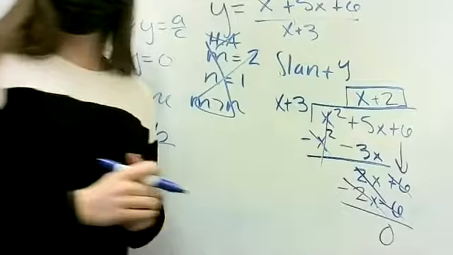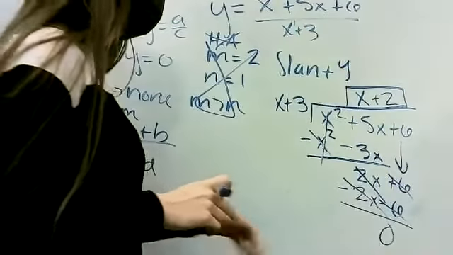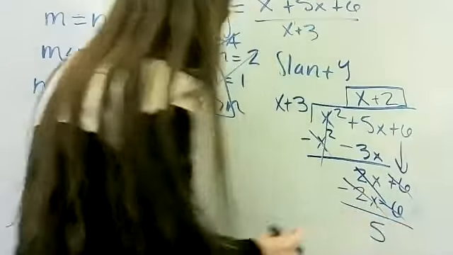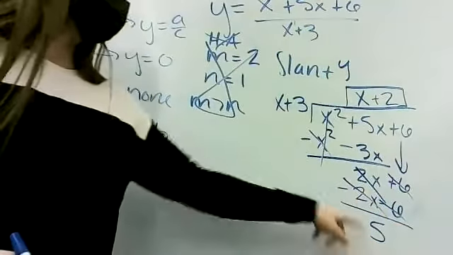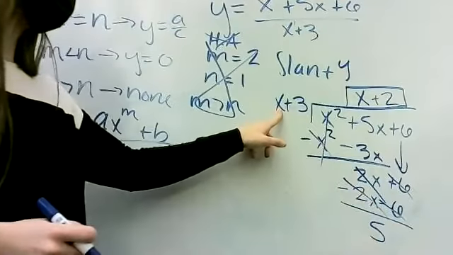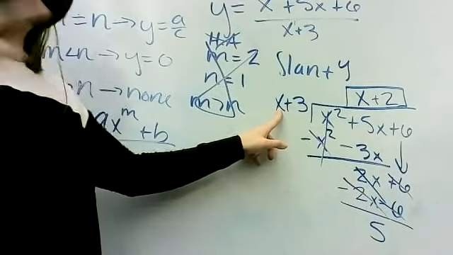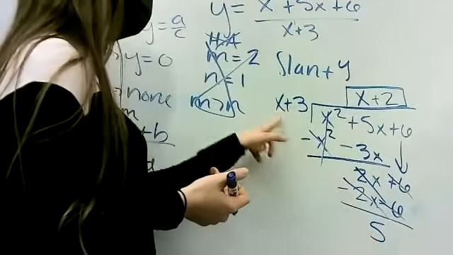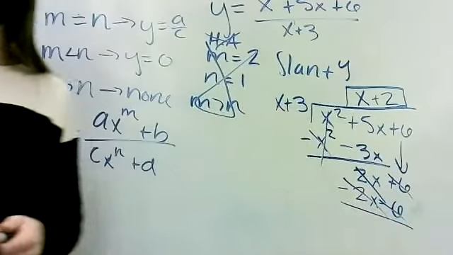Wait, so if we don't get down to 0, then how do we know when to stop? Good question. Let's say, for instance, what if I did have a 5 here? The next step would be taking first term divided by first term, right? Okay, so that would be 5 divided by x. Does that give me one whole clean number? No, that's when you know you can't keep going. If you can't divide out the variable in here, then we have to stop at that point. That's a great question.